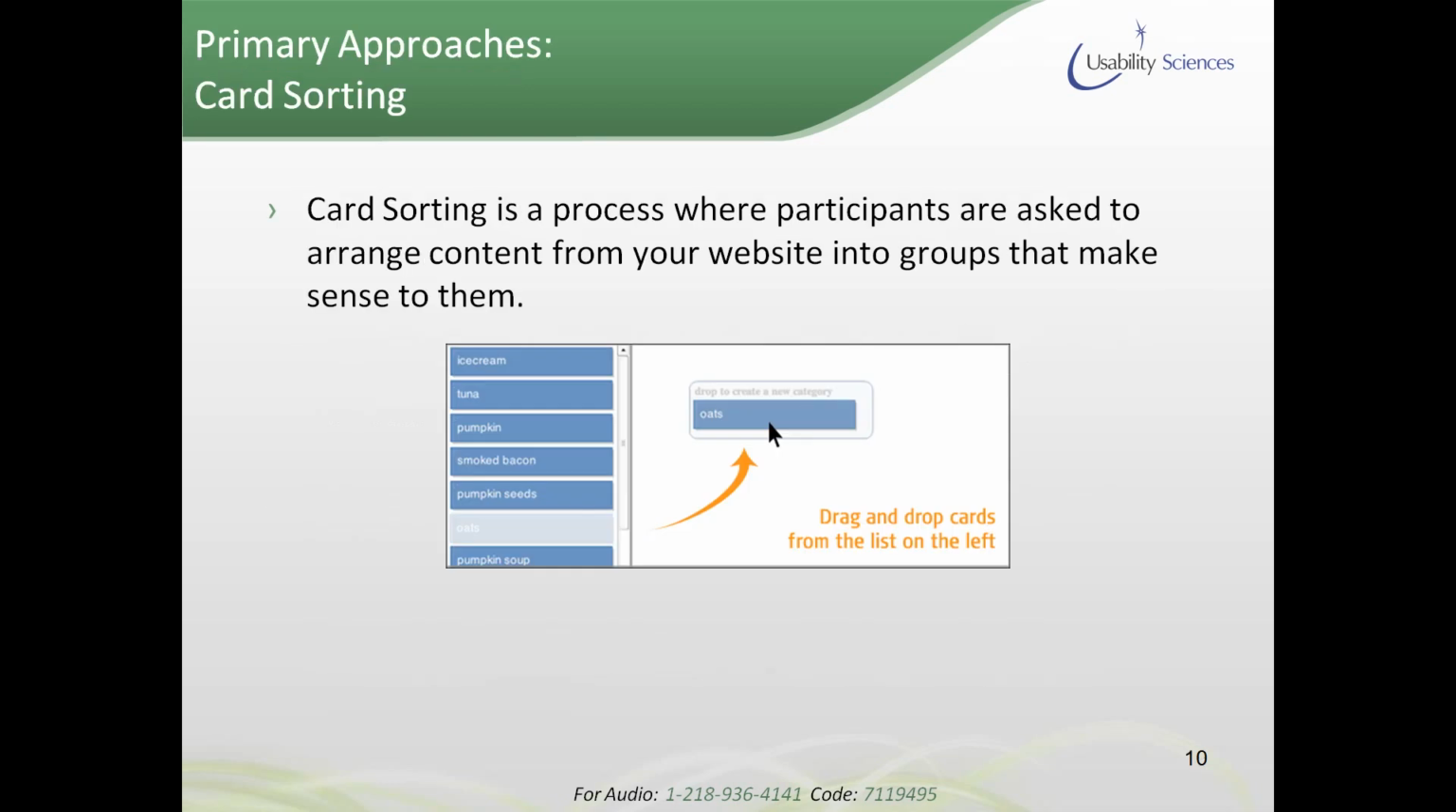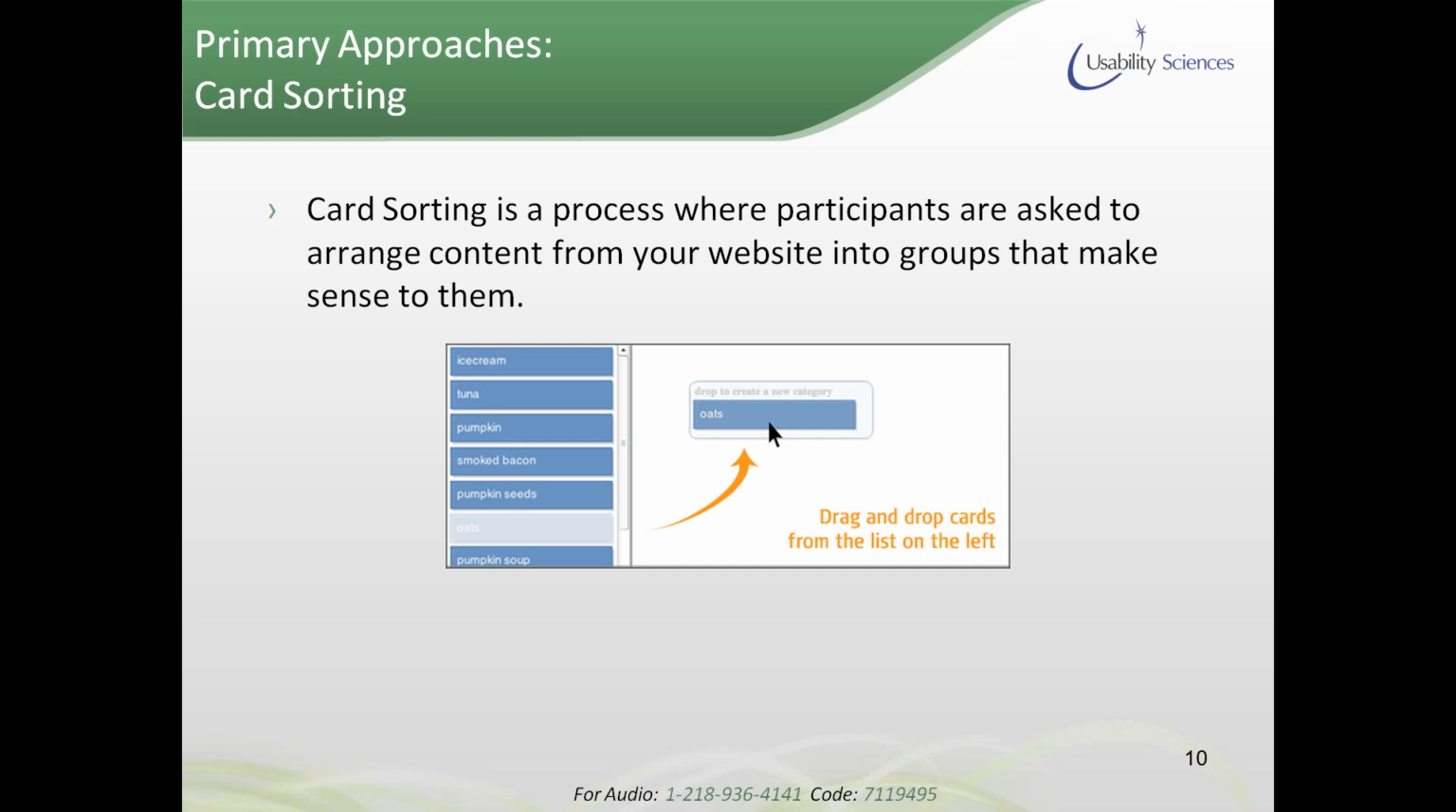So now I want to talk about a couple of different approaches to evaluating your taxonomy. The first is card sorting. Many of you may be more familiar with card sorting. It's been around for quite a while. More recently, online technologies have been developed that allow you to conduct card sorting exercises through the web. So a card sorting process is a process where participants are asked to arrange content from your website into groups that make sense to them.